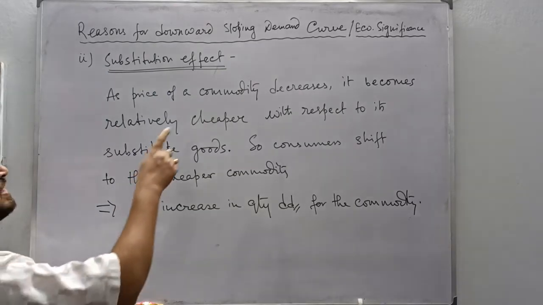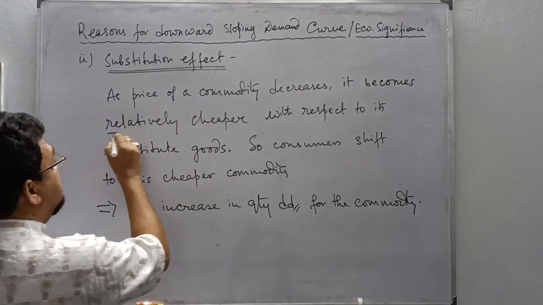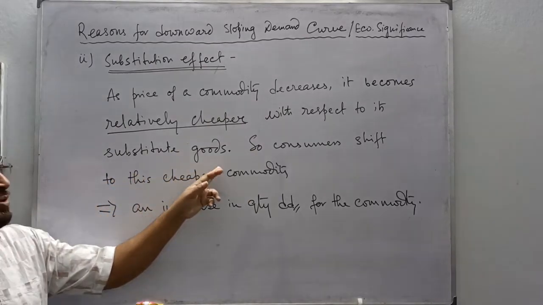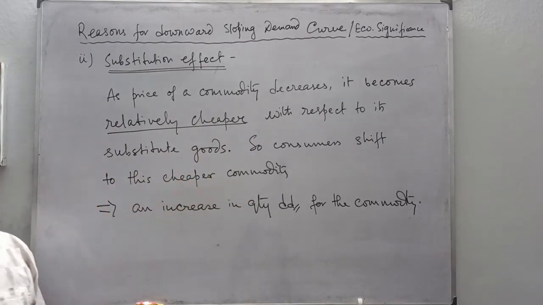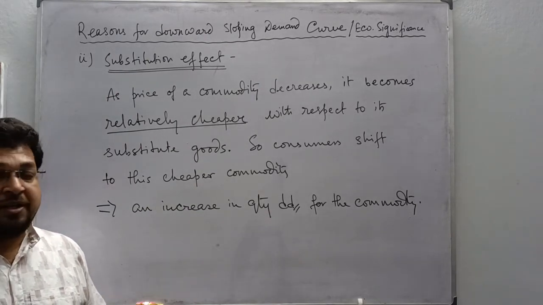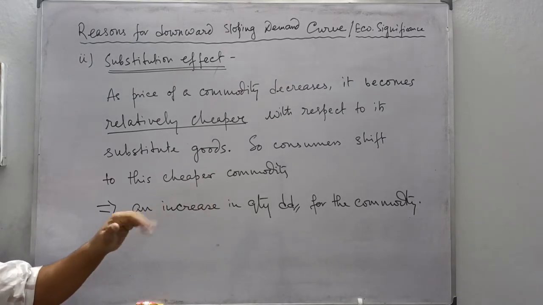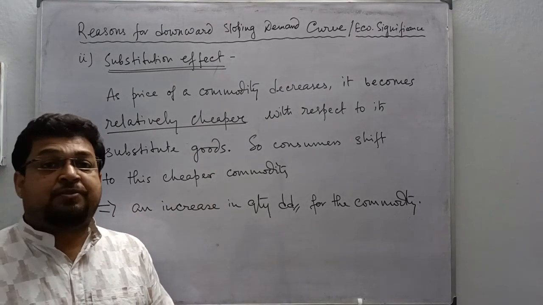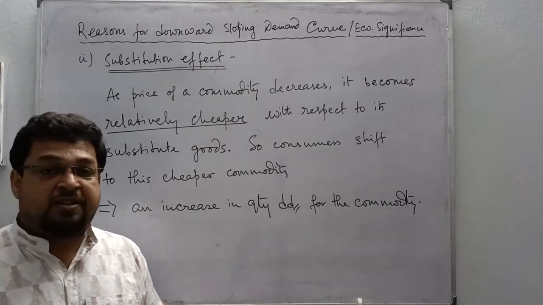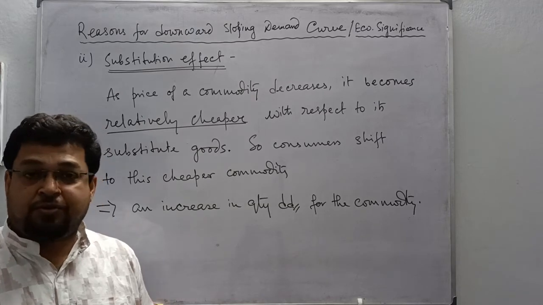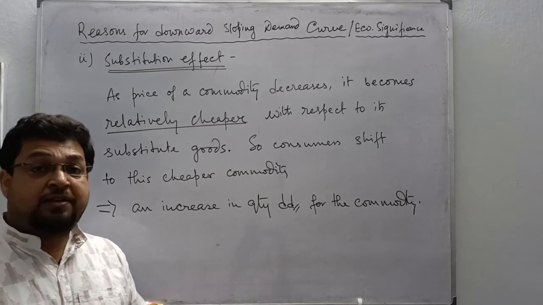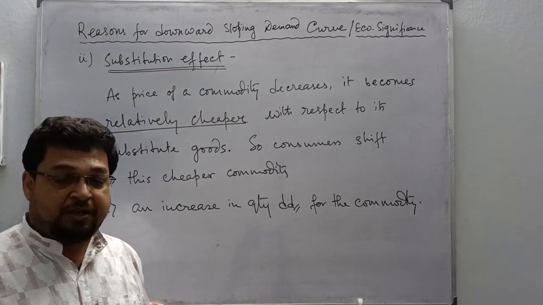So, as the price of the commodity decreases, it becomes relatively cheaper with respect to its substitute goods. Consumers shift to this cheaper good, and automatically there is an increase in quantity demanded for the commodity. This effect, due to fall in price, we call substitution effect, because it becomes relatively cheaper with respect to its substitute goods. So this is another reason for the inverse relation between price and quantity demanded.